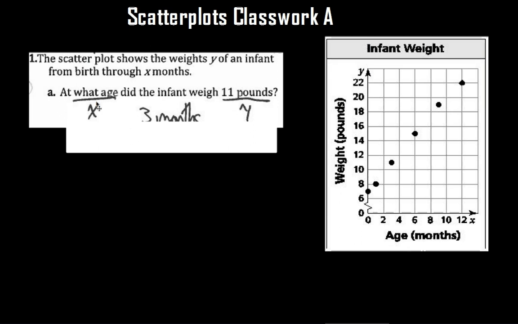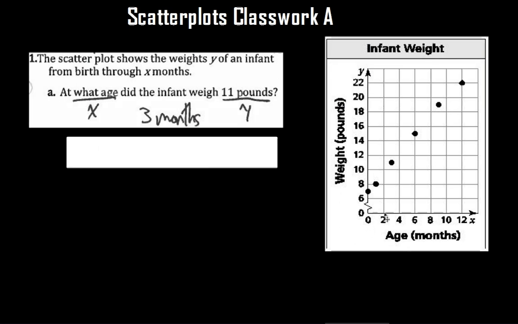Since it's looking for x, again, you're looking at the x-axis, and then it says at 11 pounds. So you go to the right till you hit about 3, and so you can see, okay, I plotted the point 11, and then you have to see, okay, what's my x value? So it's going to be 3.